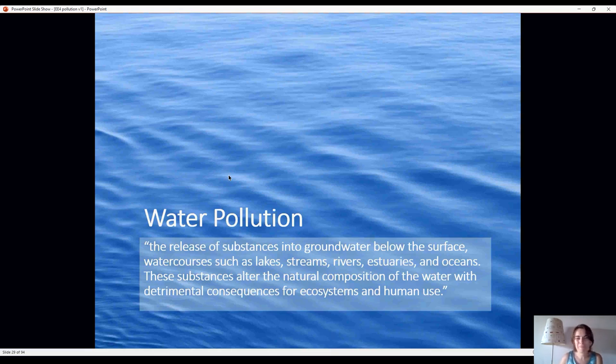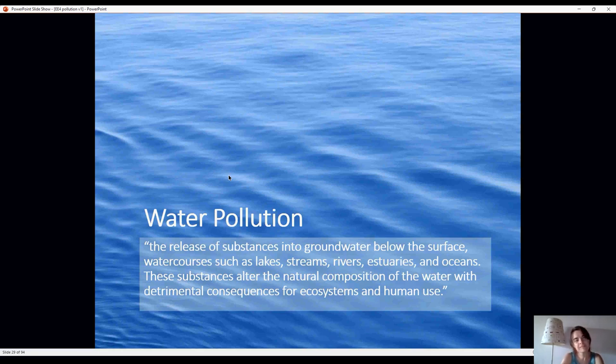So water pollution. This is exactly the equivalent of air pollution. You're talking about putting things into water, into a water course, which shouldn't really be there. It could be groundwater below the surface, so it could be an aquifer. There are many, many examples of pollution of aquifers. It could be what's called a water course, which is something like a lake, a stream, a river, an estuary. It could be the sea, the oceans. What happens is we completely alter the natural composition of the water, and that upsets the balance in the ecosystems.